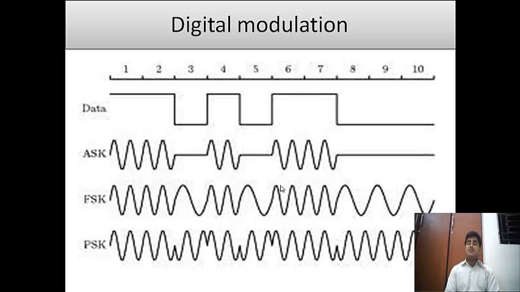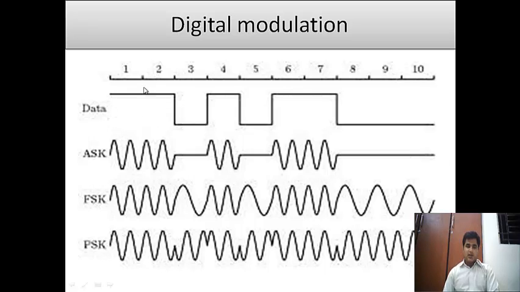In digital modulation, it is very easy to recover our signal from noise. But with analog signals, once we lose signal strength, it is very tough to recover our signals. That's why we mostly prefer digital signals. Let's take a simple example of digital modulation.